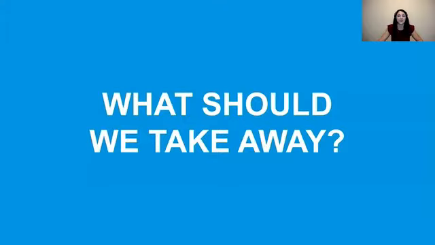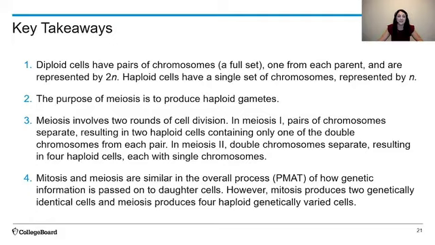All right, so what should we take away? Key takeaways are that diploid cells have pairs of chromosomes and are represented by 2N, whereas haploid cells have a single set of those chromosomes represented by N. The purpose of meiosis is to produce haploid gametes. Meiosis has 2 rounds of division. In meiosis 1, we're separating the pairs of chromosomes, and in meiosis 2, we're separating the double chromosomes to get single ones.